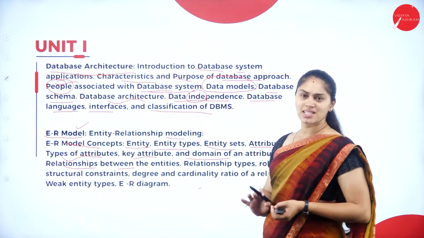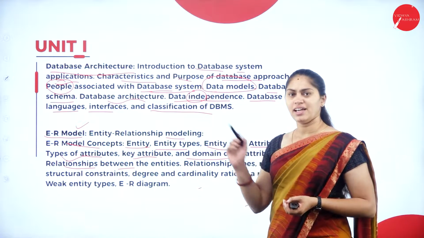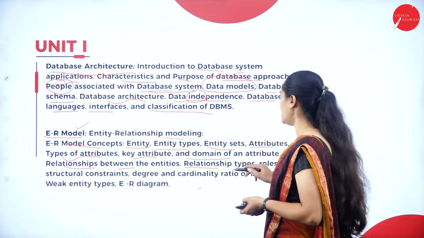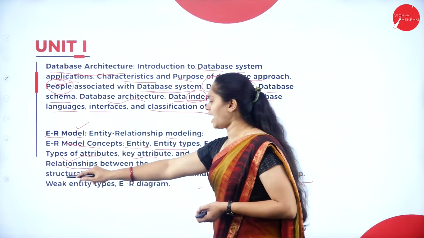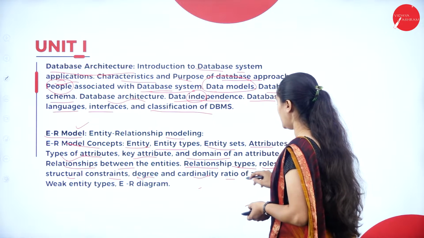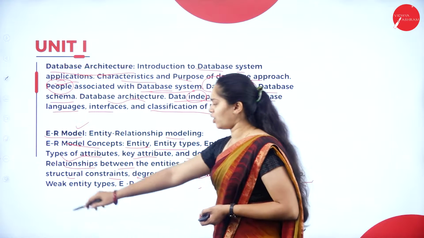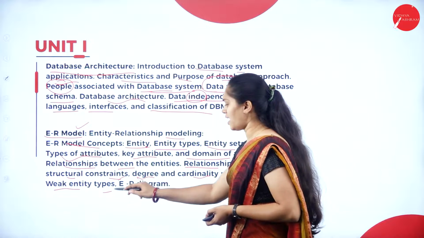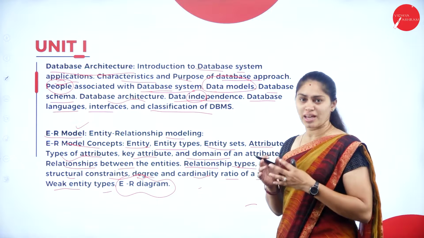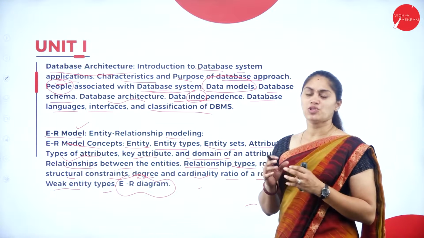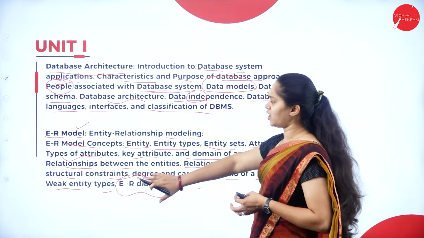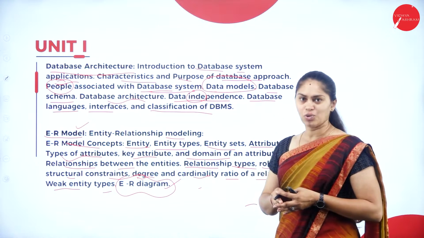If I consider this board as an entity and this pen as an entity, what is the relationship between these two entities? That is what you will be learning here. And then relationship types and its role and structural constraint, and also you will be learning regarding degree and cardinality ratio of a relationship along with the weak entity types. At last you will be learning ER diagram, how to write an ER diagram, what are the different shapes or symbols that we are going to use, and what is its significance. That and all you will be learning at the last concept of chapter 2 in unit 1. That's fine.